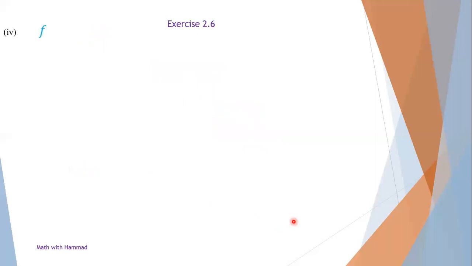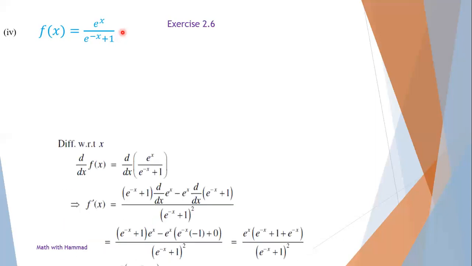Now, part number 4. f of x is e raised to power x divided by e raised to power minus x plus 1. f of x is equal to e raised to power x over e raised to power minus x plus 1. Here two functions are in the form of quotient, so we will use quotient formula.